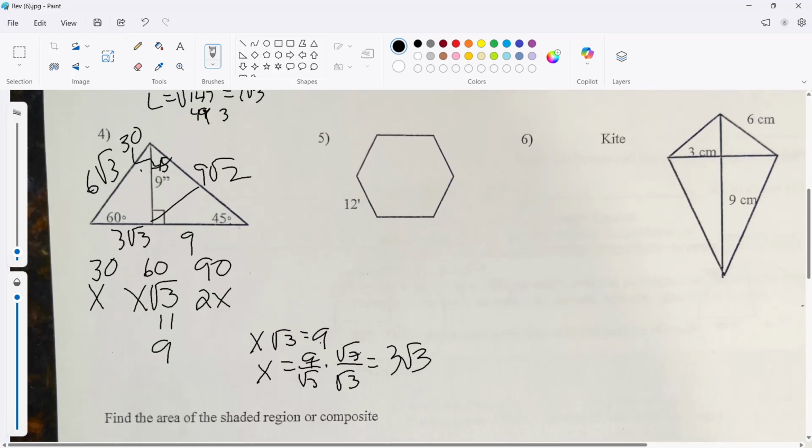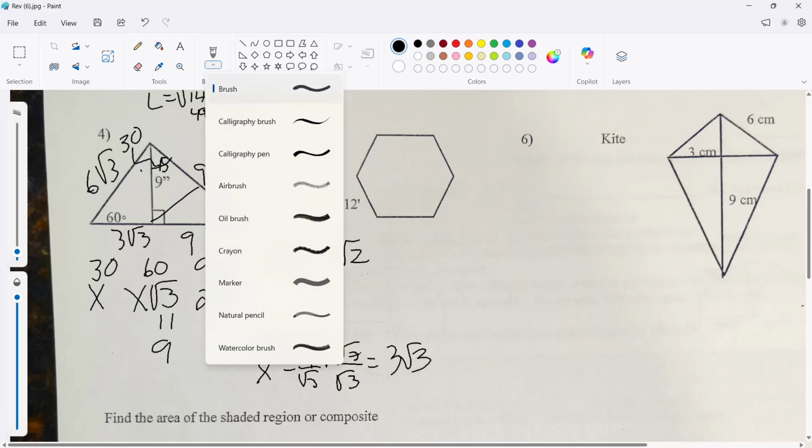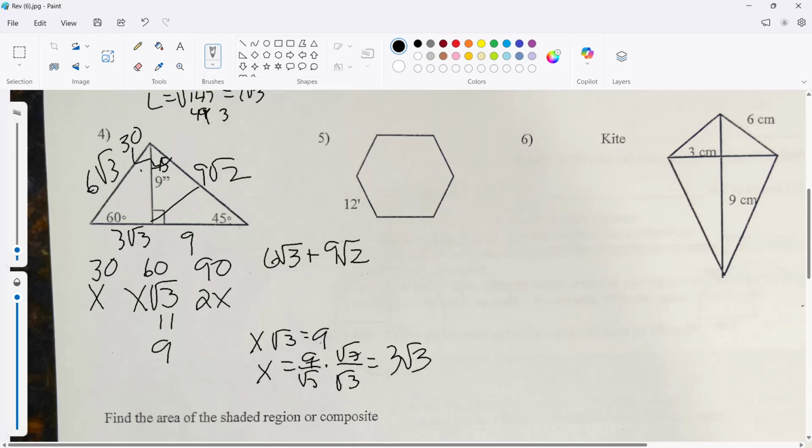I can find the perimeter, which is 6 square root of 3 plus 9 square root of 2. Oh gosh, plus 3 square root of 3. I forgot that one. 6 square root of 3 plus 3 square root of 3 is 9 square root of 3. I'm just adding all these little side pieces. Plus 9 square root of 2 plus 9. And this is inches. That's the perimeter.